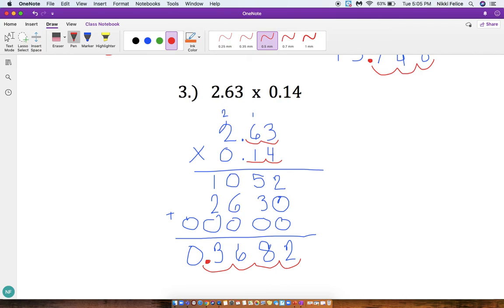0.3682. And that's it. So when you multiply decimals, remember to count how many times we need to move the decimal point over in the product.